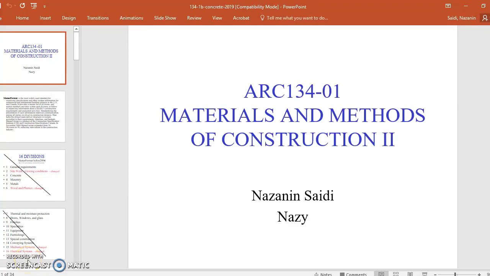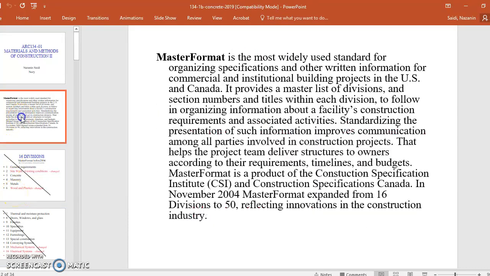Hi everyone. Today we're going to talk about the Construction Specification Institute (CSI) 50 divisions. These divisions used to be 16. In 2004, they were actually modified.